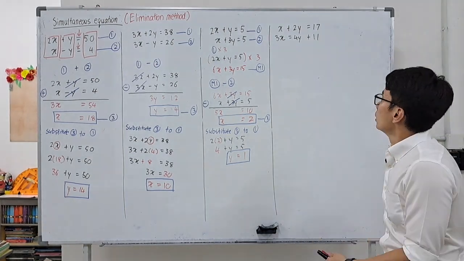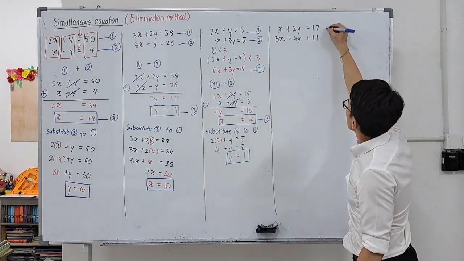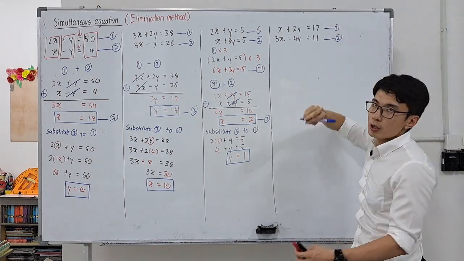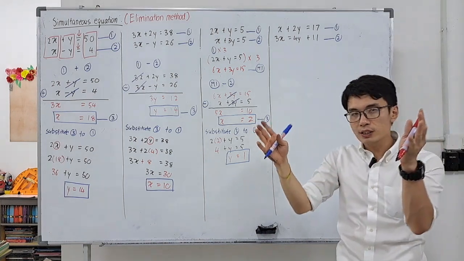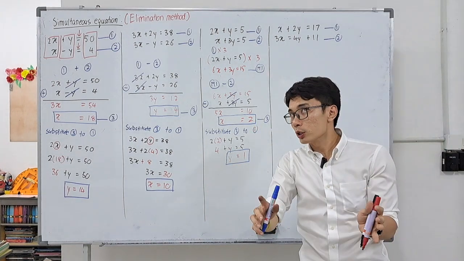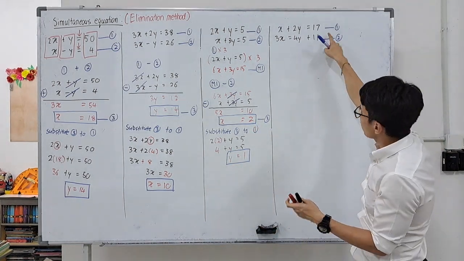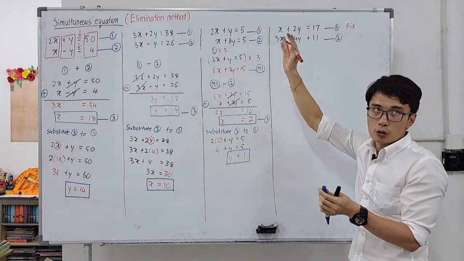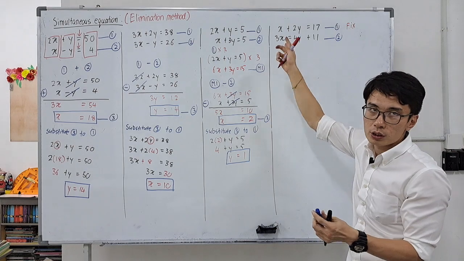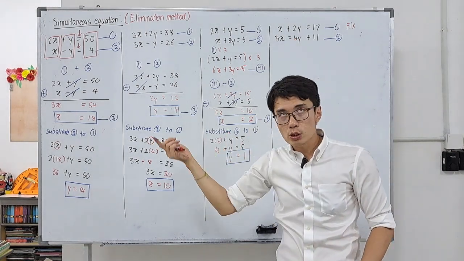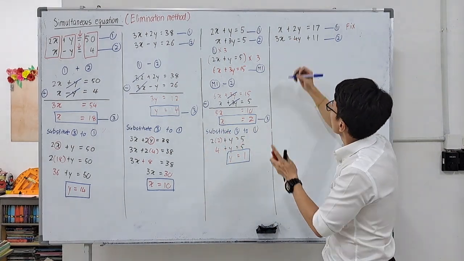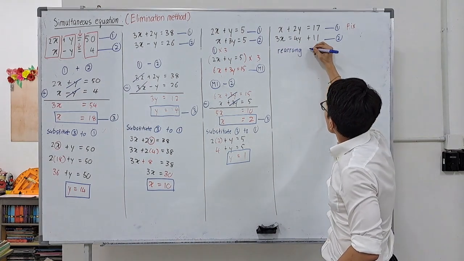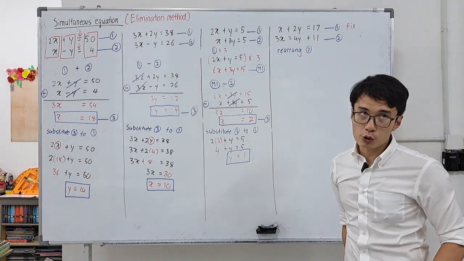So if you want to use elimination method, you can rearrange the equation in such a way that it aligns to each other. Let's say I call this equation 1, I call this equation 2. Choose one of the equations to fix it. Don't change both, you only change one equation. Let's say I fix equation 1, I don't want to change the order. I want to change the order of equation 2 to match equation 1.